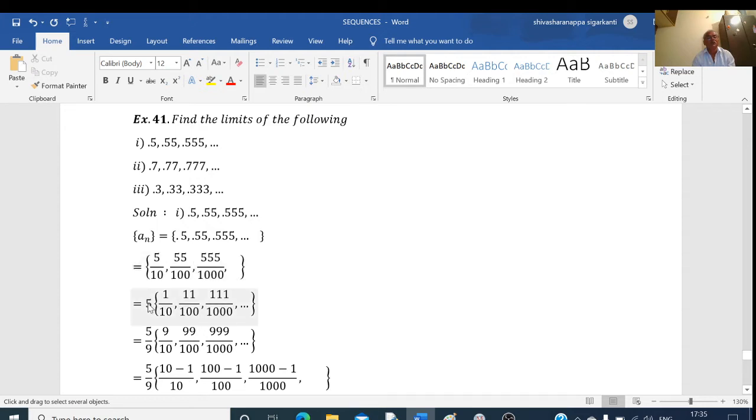And I will write this 5 outside. Then we write this as 1 by 10, 11 by 100, 111 by 1000, and so on. Here I will multiply each term by 9 and divide each term by 9. Dividing by 9, I will keep this outside. First I will take the common factor 5. If I multiply by 9, I will get 9, 99, 999, and so on.